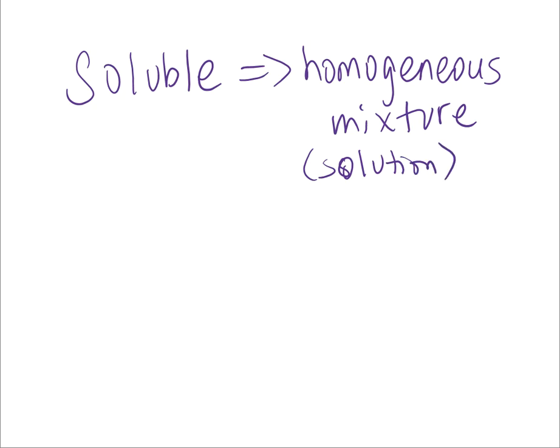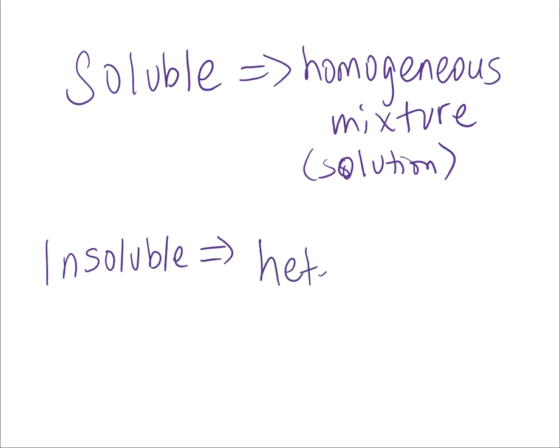If they're insoluble, it means that they do not come together. Now, when thinking about things being insoluble, that doesn't mean that zero amount of it dissolves. You may have a very small amount that dissolves, but so little of it dissolves that it appears that none of it has dissolved in whatever that solvent is. And so with insoluble, we're not going to see a homogeneous mixture. We could think of that as a heterogeneous mixture.